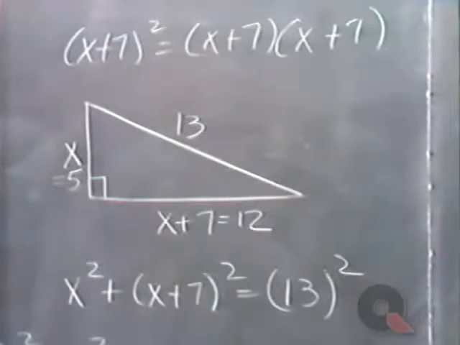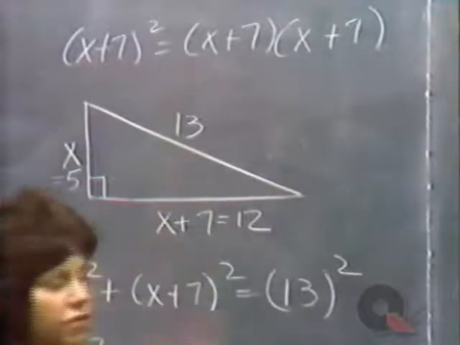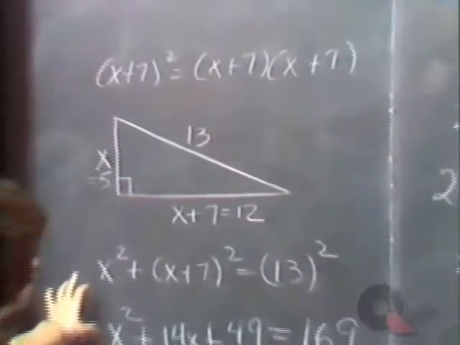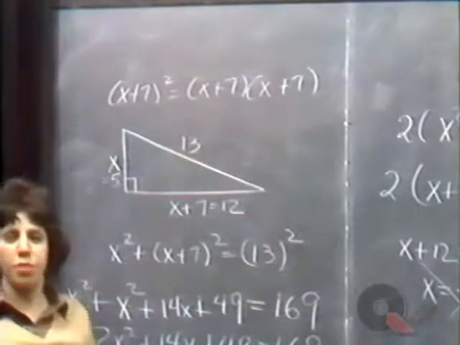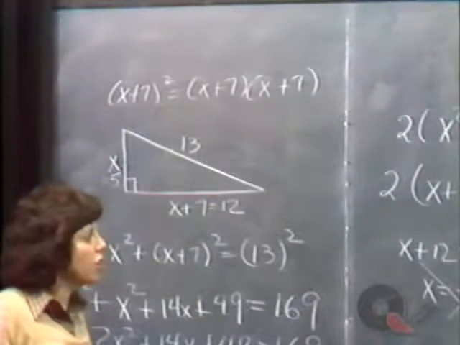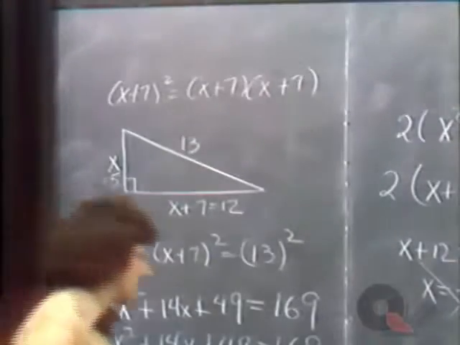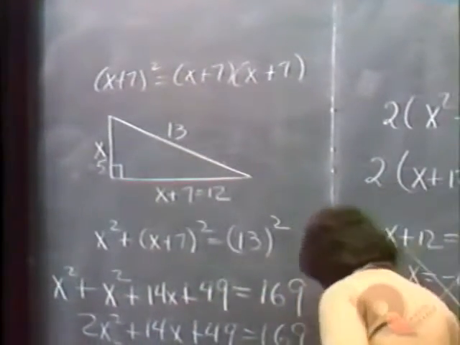Now certain triples of numbers work in the Pythagorean theorem. These triples of numbers are called Pythagorean triples, and it would help you in your work if you knew a few of them. Okay, let me make a list for you.